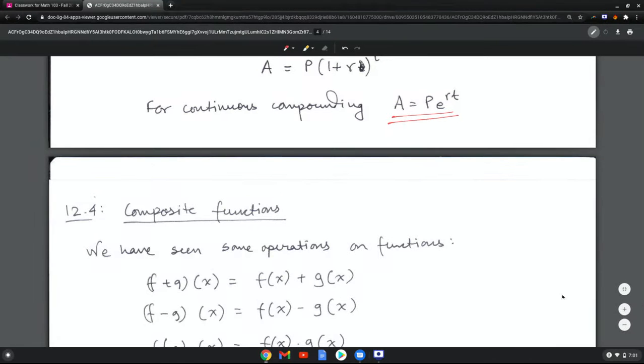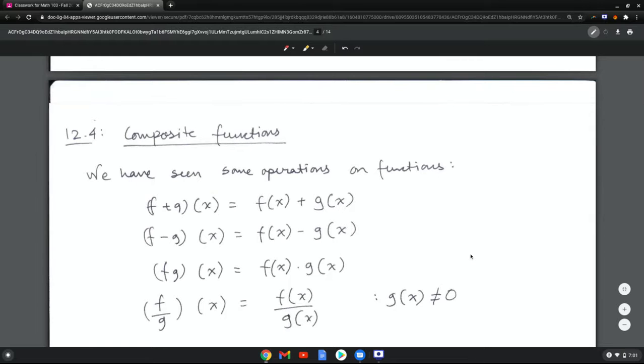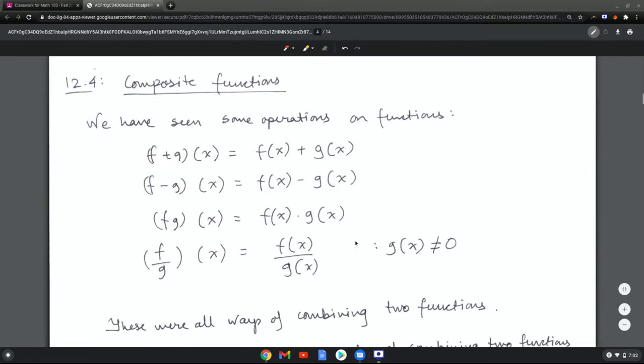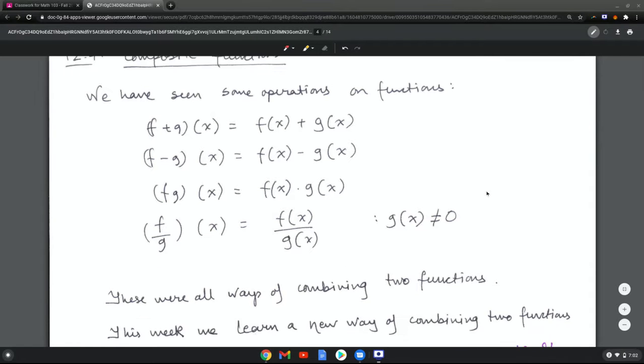Okay, so far we've learned about functions, their domains and their ranges, and various ways of combining functions. Some of the operations that we have learned are addition, subtraction, multiplication, and division, defined accordingly here. For division, just be careful that the denominator should not be zero. These are all the ways of combining functions, and why we care about them is because we can build newer functions by combining already known functions.